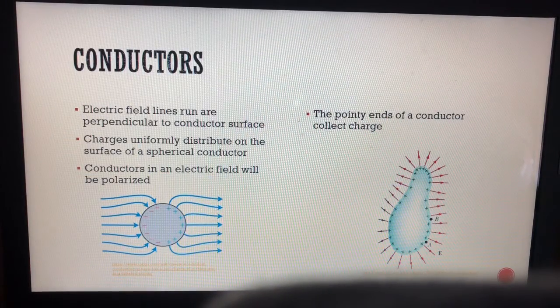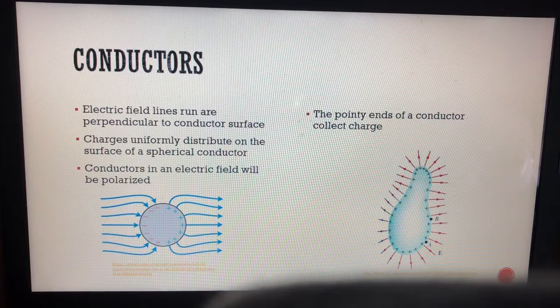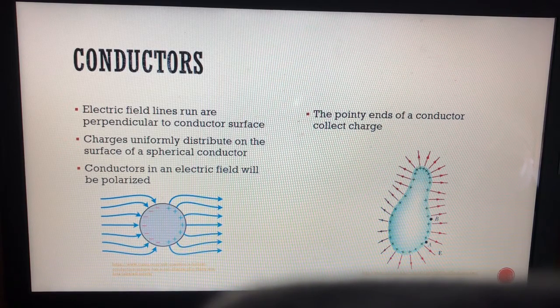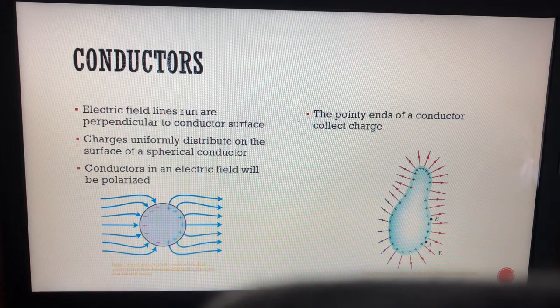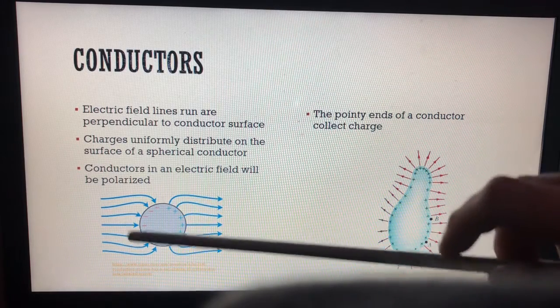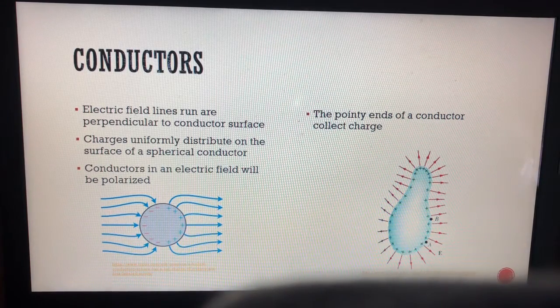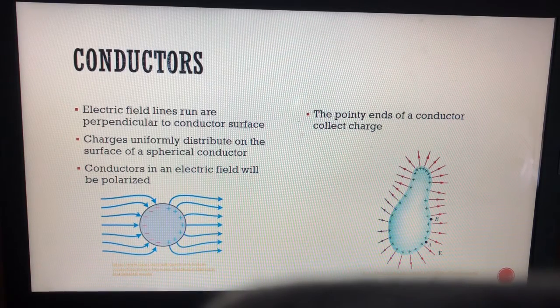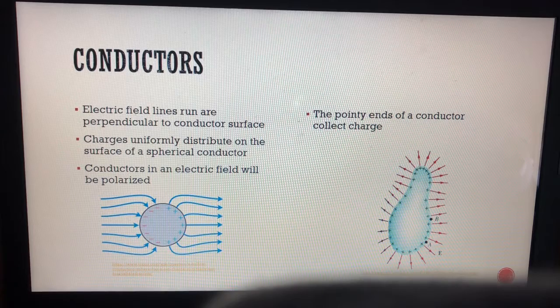Alrighty, let's talk about conductors. The first thing to understand about conductors and electric fields is that electric fields do not exist within a conductor, meaning that electric field lines will not be present inside a conductor. You can see that in our example here, with this spherical conductor that does not have field lines within it. The field lines appear to come in one side and go out the other without passing through.